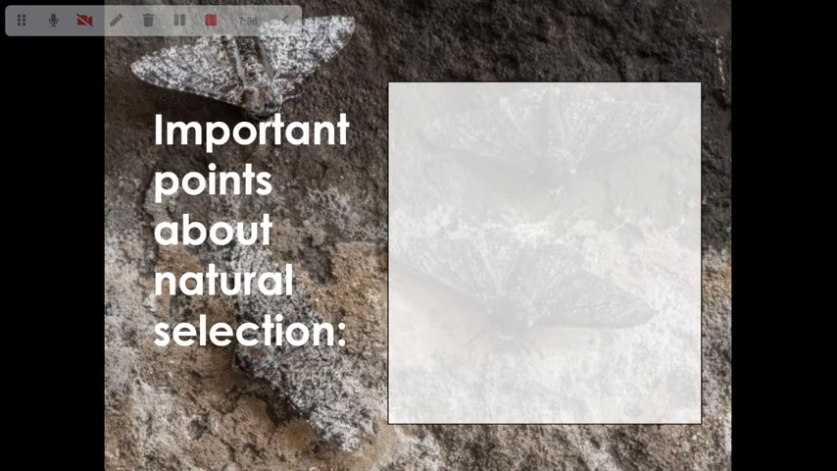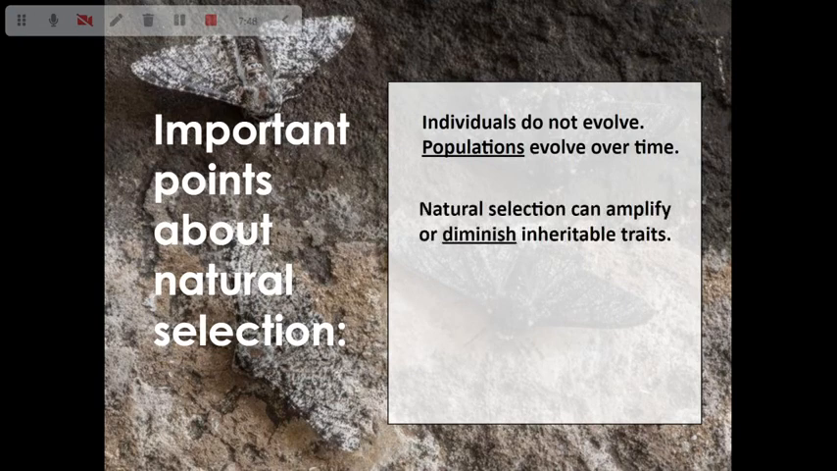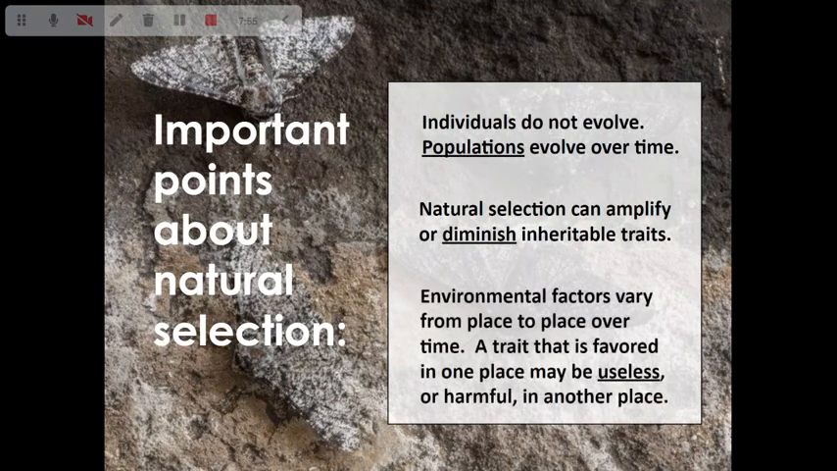So here are some important points about natural selection. Individuals do not evolve. Populations evolve over time. Natural selection can amplify or diminish inheritable traits. And environmental factors vary from place to place over time, and a trait that is favored in one place may be useless or harmful in another.